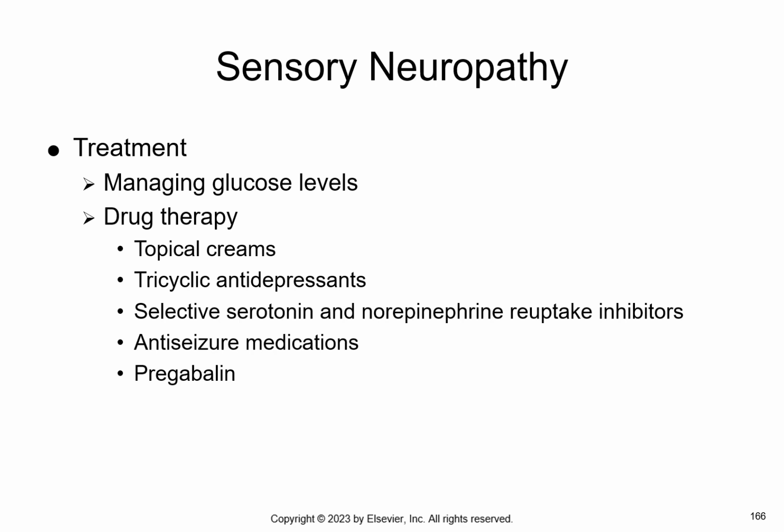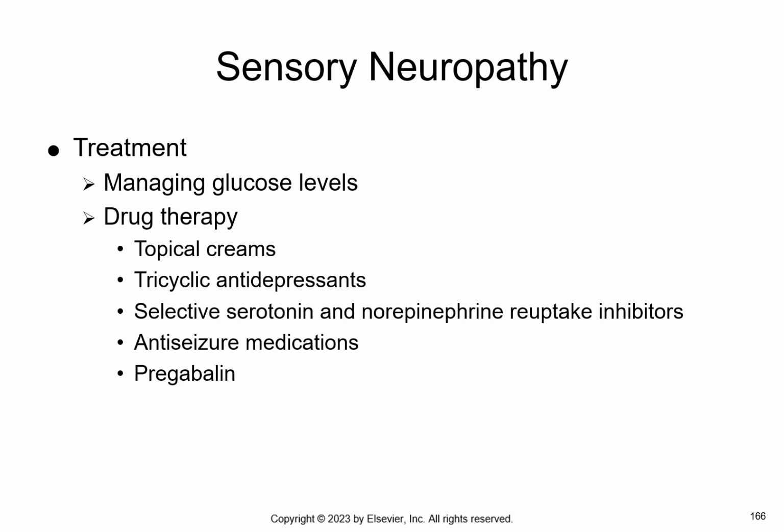At the start of the therapy, symptoms usually increase, followed by relief of pain in 2 to 3 weeks. Common drugs include topical cream, capsaicin, tricyclic antidepressant, amitriptyline, selective serotonin and norepinephrine reuptake inhibitors, duloxetine, and anti-seizure drugs, gabapentin.